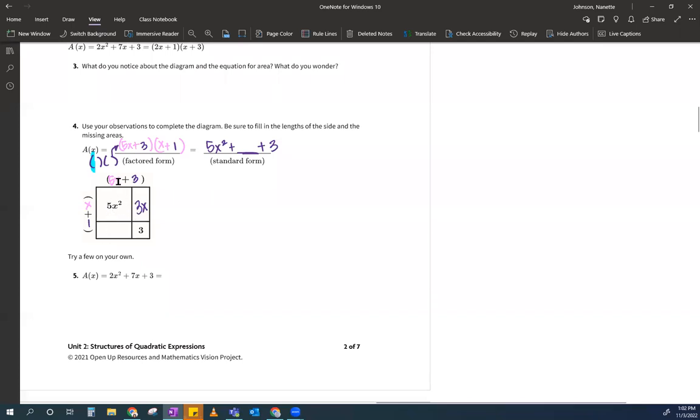Yeah, 5x goes here because 5x times 1 is 5x, right? So I'm going to put 5x here. Very good. So now what number goes here, though? What number is going to go right here in standard form? What number goes there? Yes, 8x. Very good. Now, why does 8x go there? Because 3x's plus 5x's is 8x's.